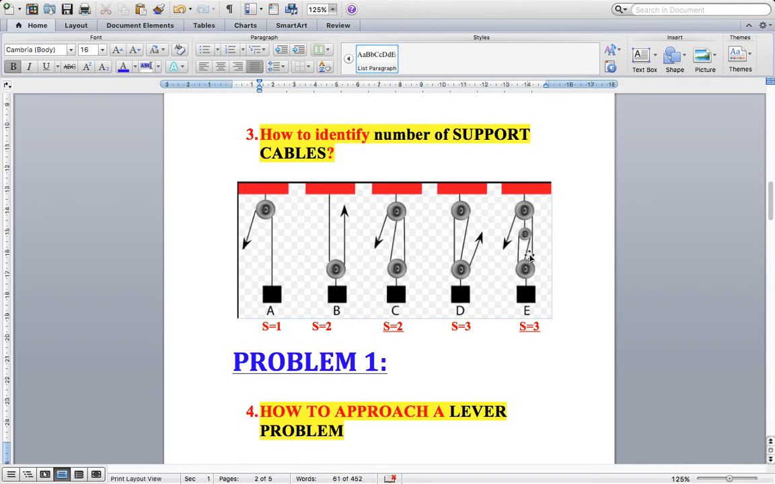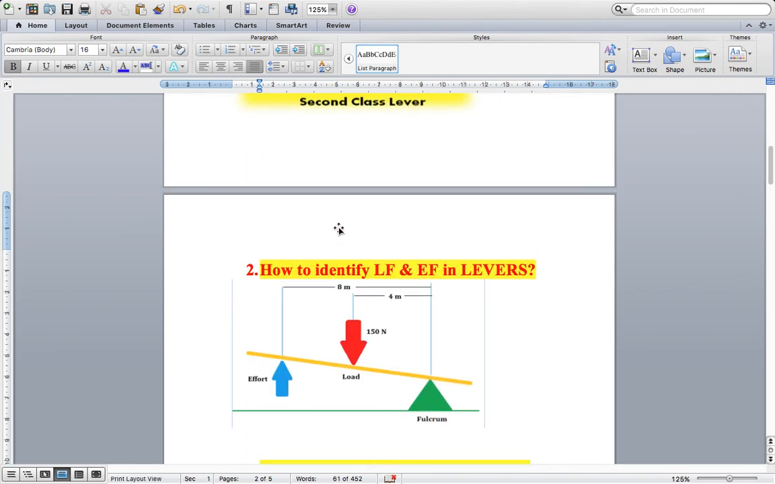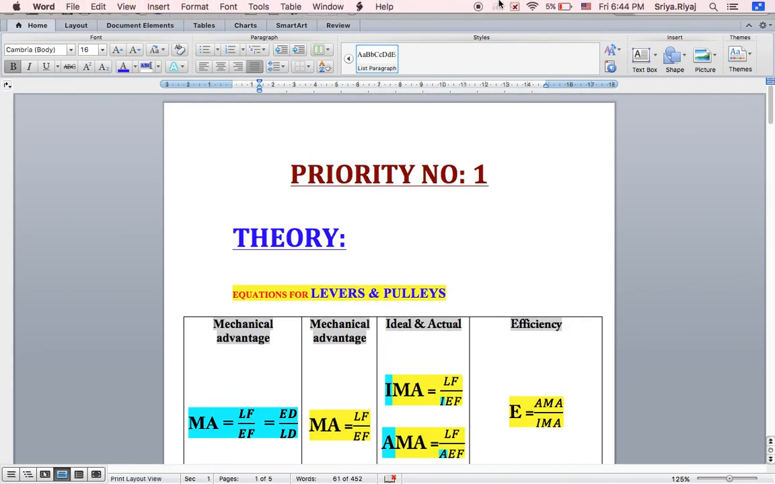This is a tricky one. Look at this one. This is not supporting, so leave this one. This is supporting, this is supporting, this is supporting. So I have 3 cables supporting my load. So S is 3. And I told you that IMA for a pulley is the same as the number of support cables. So instead of using the equations, if there is a question to find the IMA of a pulley, just write IMA is equal to the number of support cables and just write the value. So this is the theory for explaining the priority number 1 question.